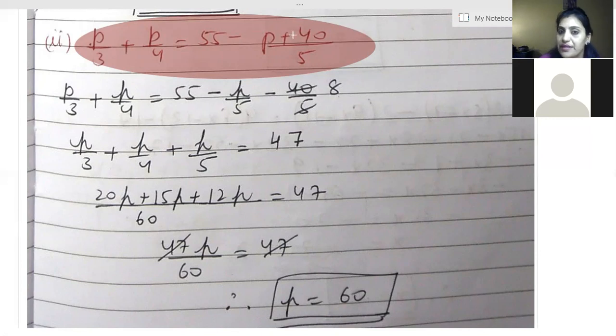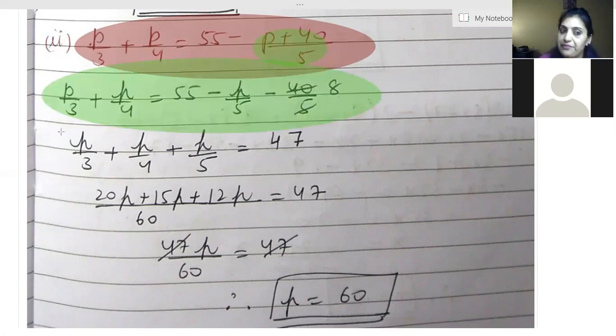This term is minus. If it is outside the bracket, then all the signs will change. See the change I have done: I have done minus p by 5 minus 40 by 5. So that becomes minus 8. Good, Manan. So now I have collected all the p terms on the left hand side.